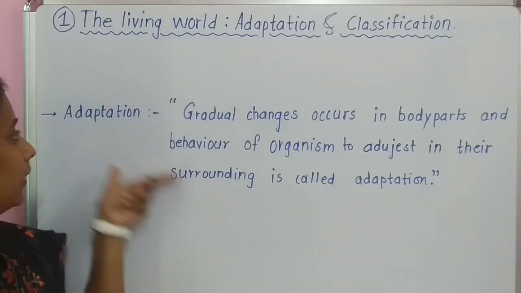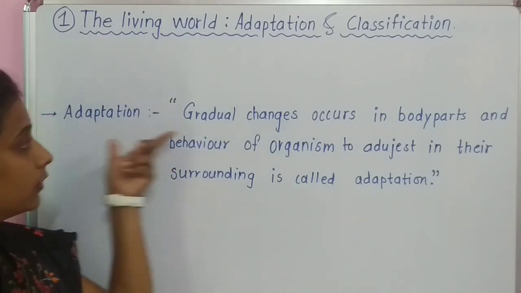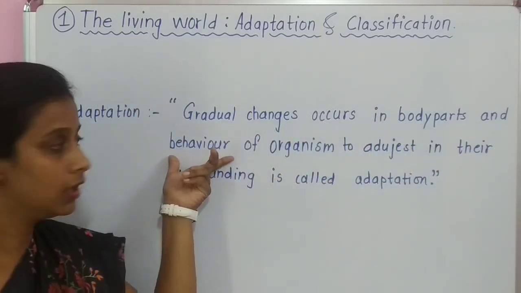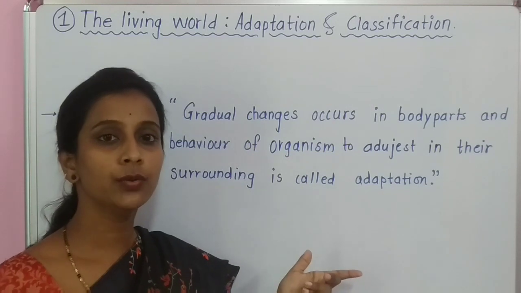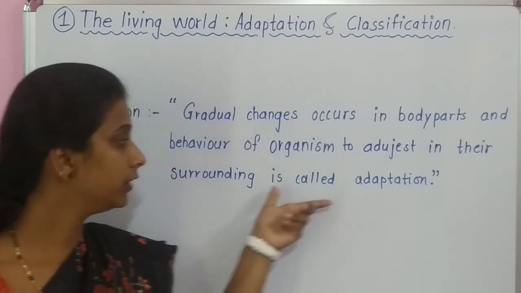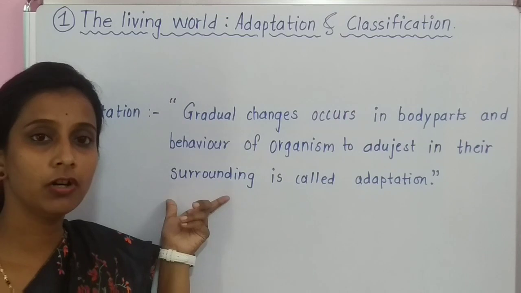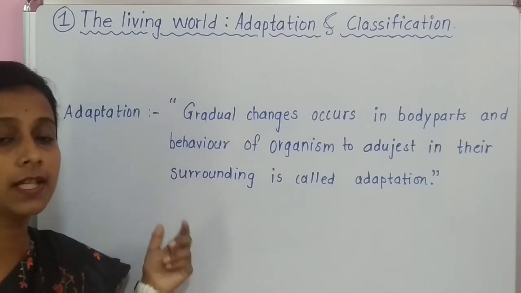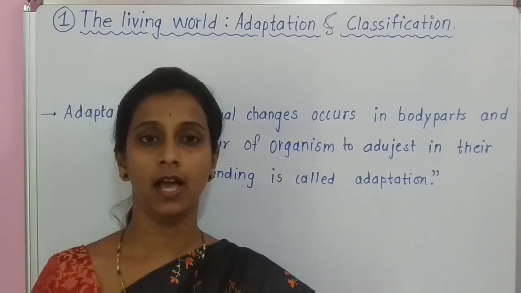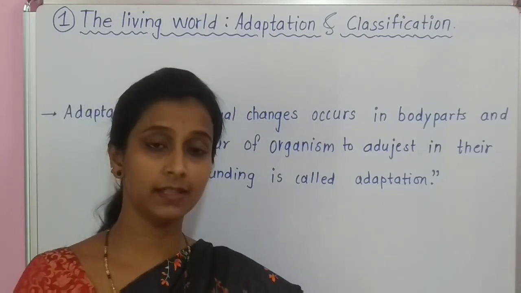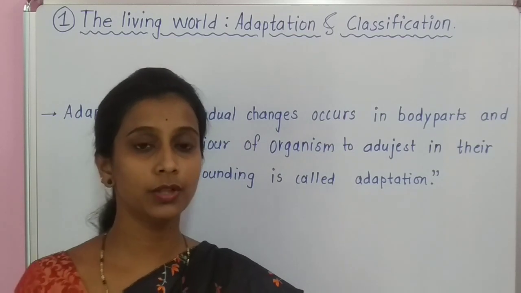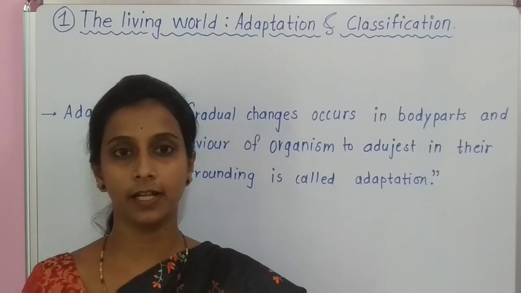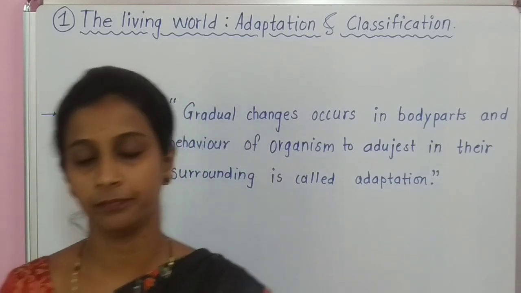So in the process of adaptation, changes occur in the body parts as well as the behavior of any living organism to adjust and survive with their surroundings, their environment, and different types of conditions. Such a process is said to be adaptation. In this chapter, we are going to learn in detail about adaptation in plants and adaptation in animals.